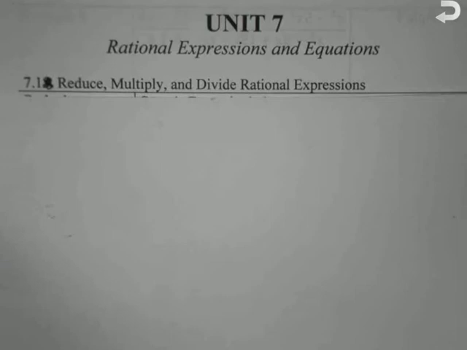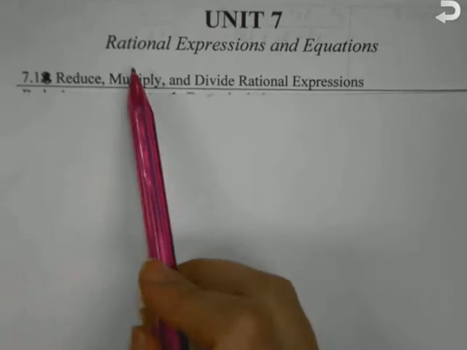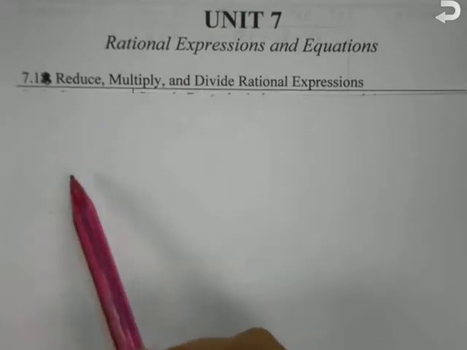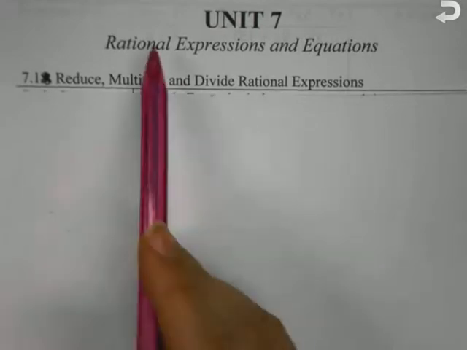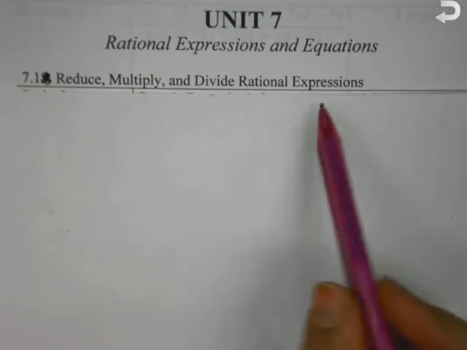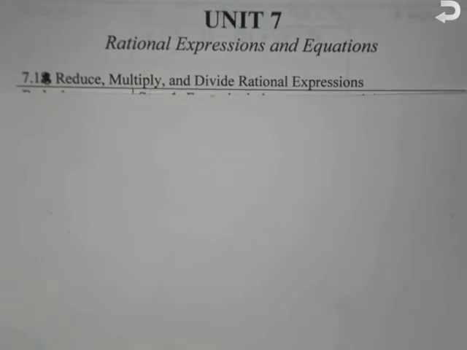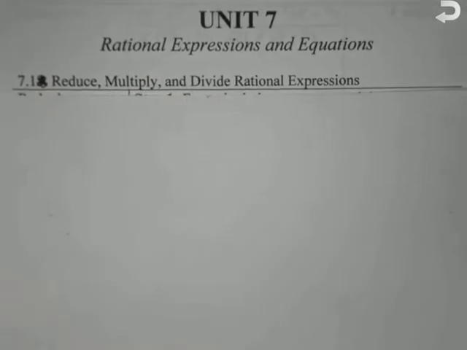So, Unit 7 is a pretty short one. We are working with rational expressions and equations. So today, we are going to be reducing, multiplying, and dividing rational expressions. So we're just reducing, multiplying, and dividing. Factoring does come into play here.